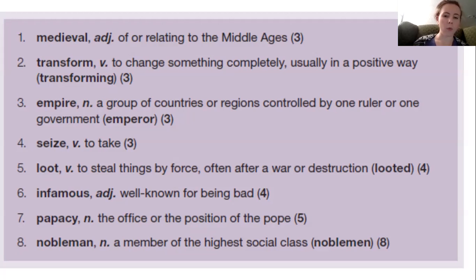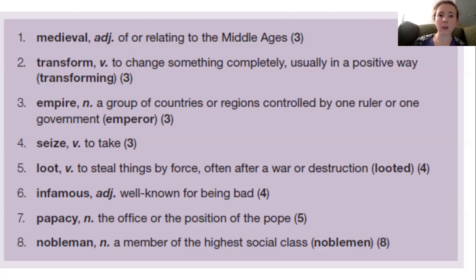And if you're talking about more than one, you would change the A and man to an E to make it noblemen, more than one, plural. All right, so we have our glossary all set for chapter 1, our introduction to the Middle Ages.